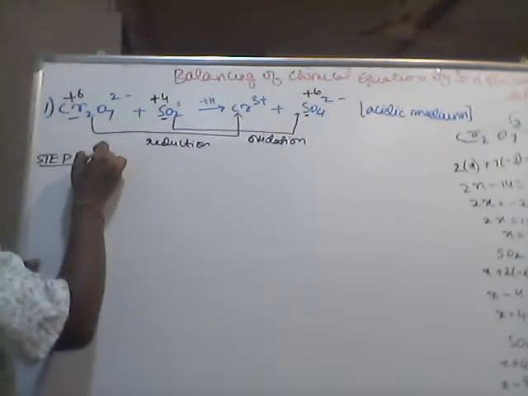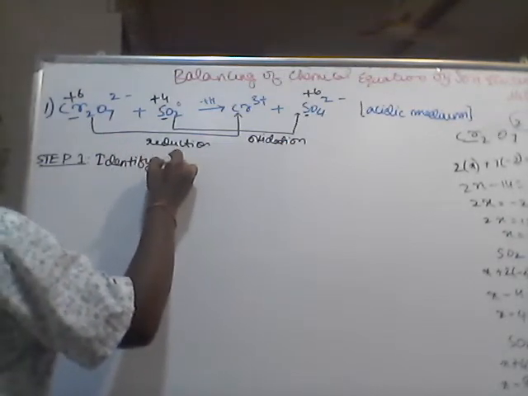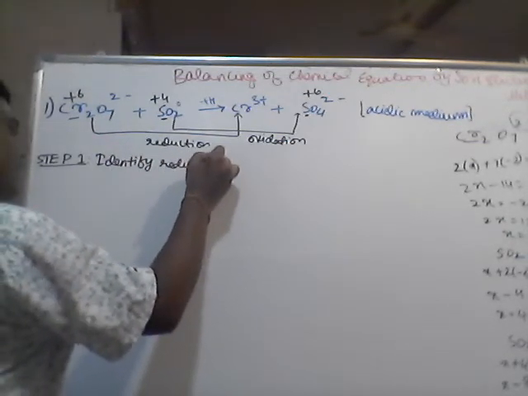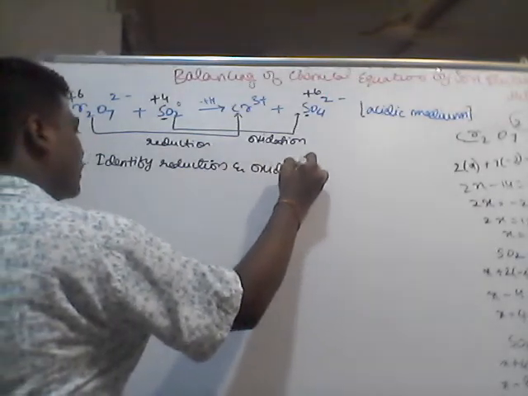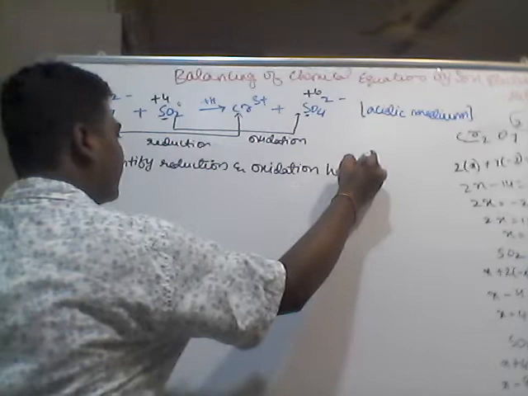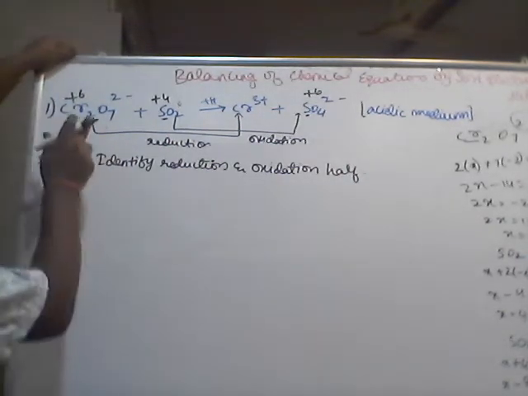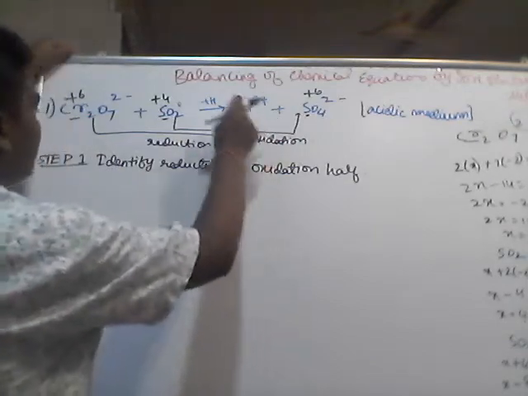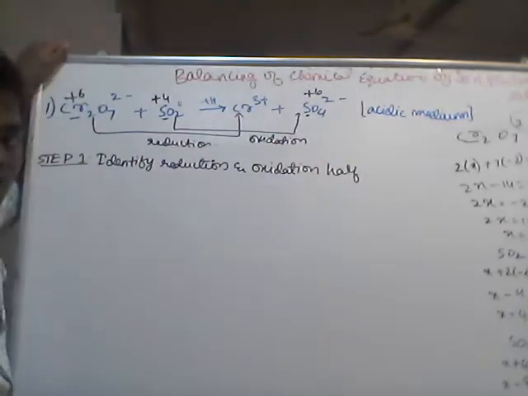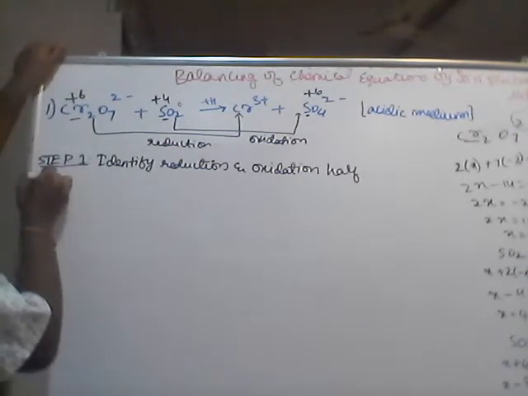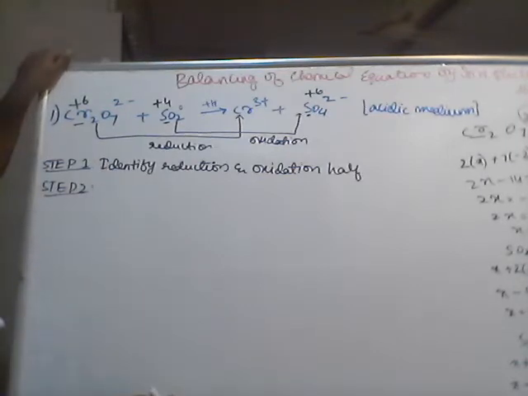That's it. Step 1 is to identify the reduction half and the oxidation half. The first step is done. We got that Cr2O7 2- to Cr3+ is a reduction, and SO2 to SO4 2- is oxidation. Now, step 2.